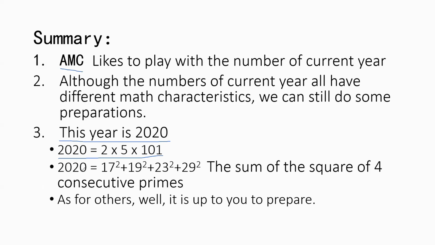Another thing is 2020 actually has a very unique feature. It is the sum of the squares of 4 consecutive primes. As you can see, 17, 19, 23, and 29 are 4 consecutive primes, and the sum of the squares of the 4 is 2020. If they happen to use this in the AMC 8 test, it must be a very late problem, because it's difficult. As for others, well, it's up to you to figure it out.